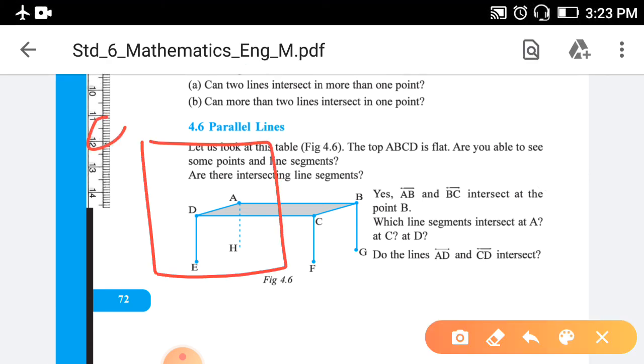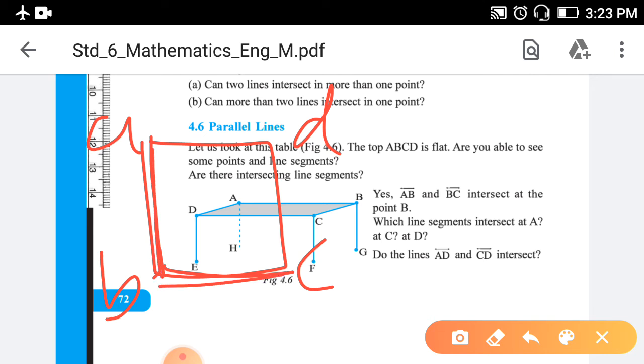Parallel line, take example of square. Here A, B, C and D. Line AB and line BC, you can see both are intersecting at point B. So that's why it is not a parallel line. What is the meaning of parallel line? Parallel line means both lines are not intersecting each other throughout. If you extend both the lines, then also. And distance between these two lines throughout the end, it is the same. So if these two conditions are satisfied, then it is known as a parallel line.